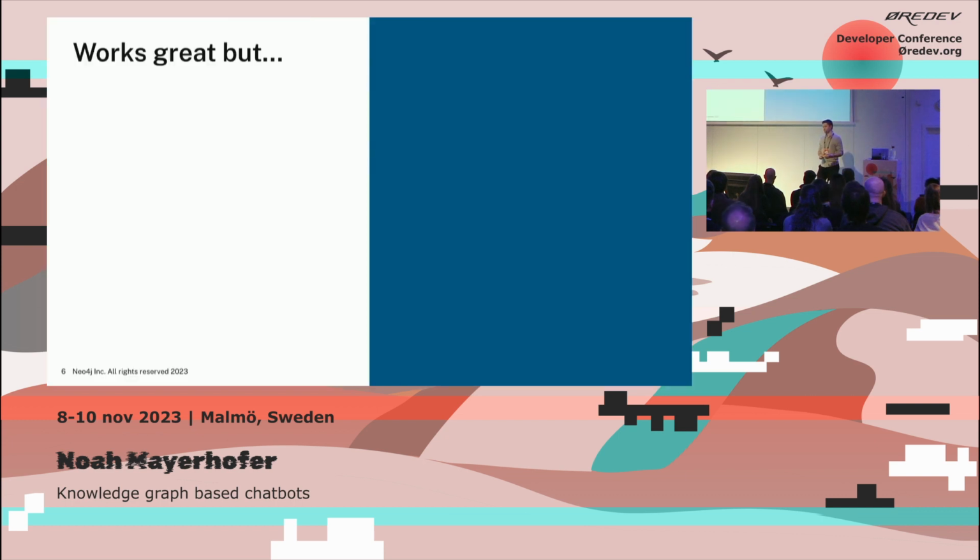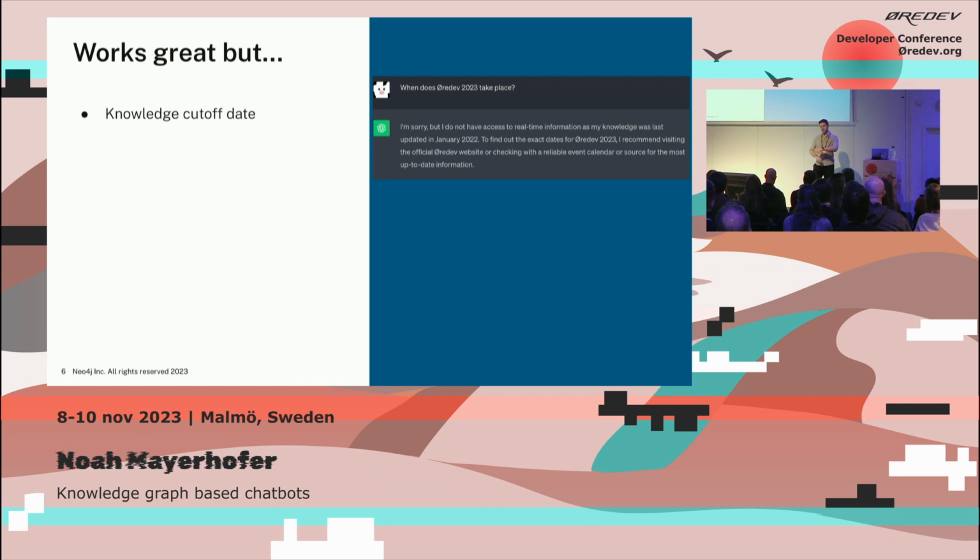But there are some issues. So firstly, they have a knowledge cutoff date. So this is an image of when I earlier asked ChatGPT, when does Øredev 2023 take place? And as we can see, it can't answer it. It only has a knowledge up to January 2022. So that's not great if you want to ask about recent events.